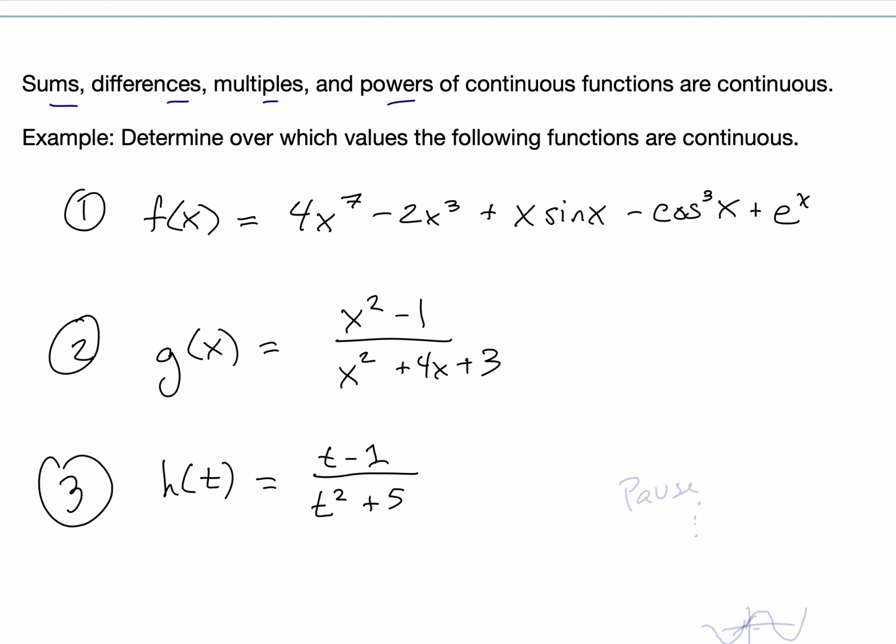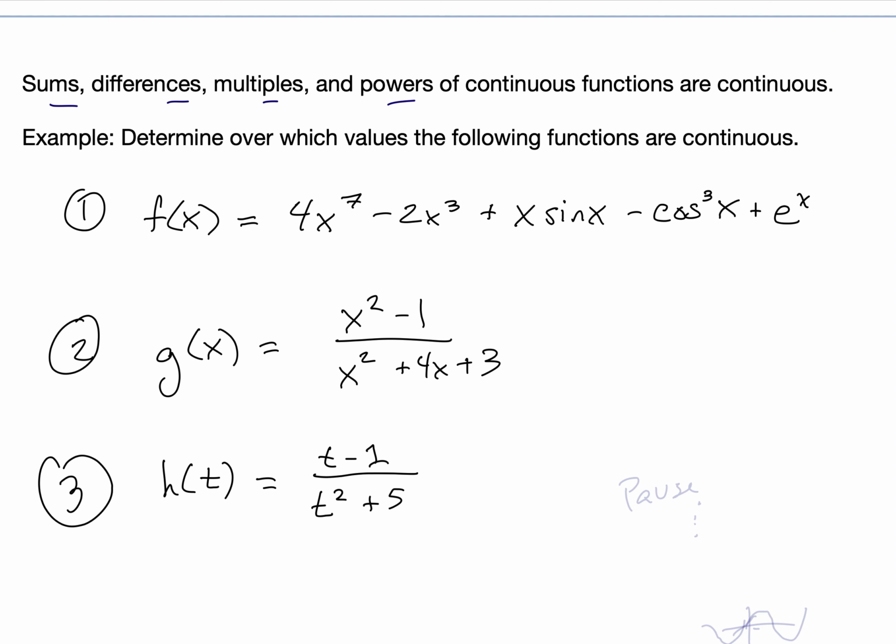Let's determine the values over which the following functions are continuous. So we are figuring out what input values we can put into these functions that will have those functions continuous over those values. We've got three different functions to take a look at. F of x equals 4x to the 7th minus 2x cubed plus x sine x minus cosine cubed of x plus e to the x.